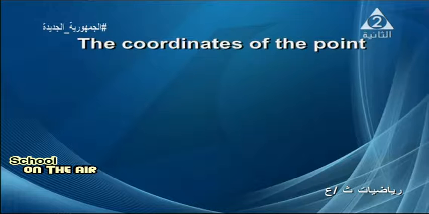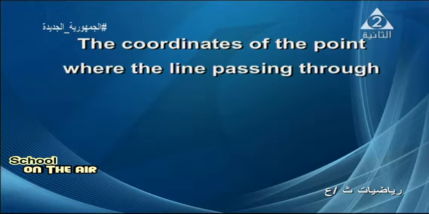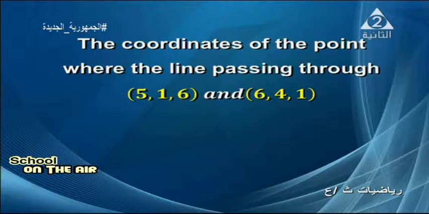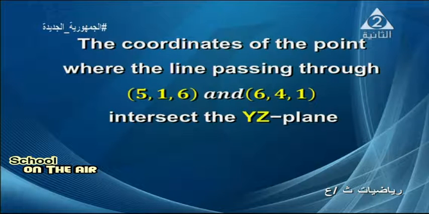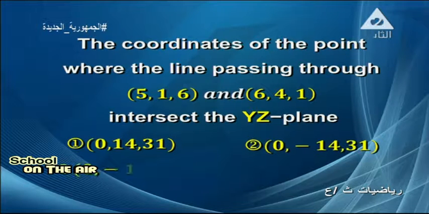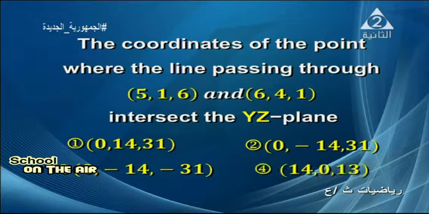Look at, my dear students, the coordinates of the point where the line passing through (5, 1, 6) and (6, 4, 1) intersects the YZ plane. Choose the correct answer: (0, 14, 31), (0, -14, 31), (0, -14, -31), (14, 0, 13).